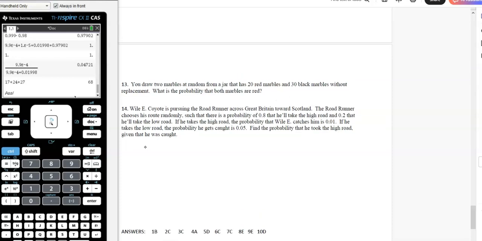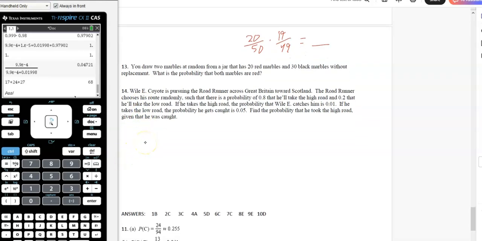You draw 2 marbles at random from a jar of 20 red marbles and 30 black marbles without replacement. What's the probability that both marbles are red? The first one would be 20 out of 50, times 19 out of 49. These are dependent events, but you still multiply.